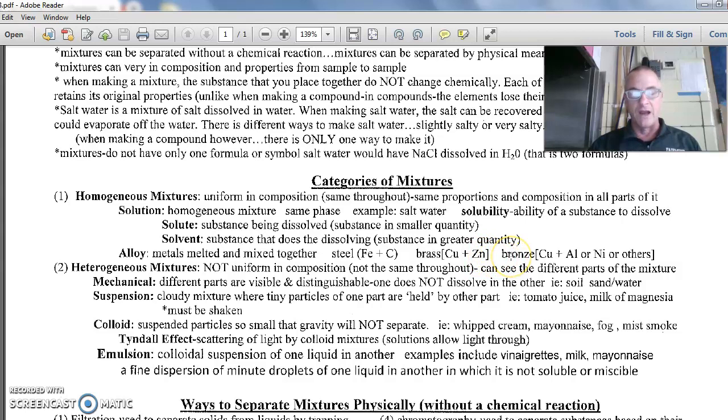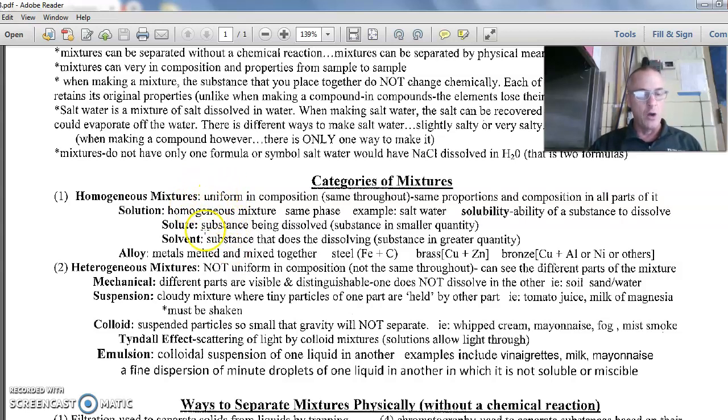Another alloy involving copper is bronze. Bronze can be made, I believe, with copper and tin, Sn, but it can also be made with other metals such as aluminum and nickel. So we've already talked about homogeneous mixtures. We spent a lot of time mentioning those in the last unit.